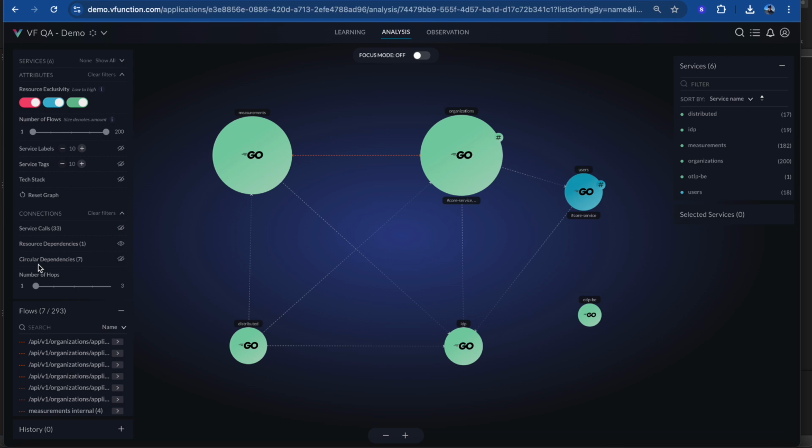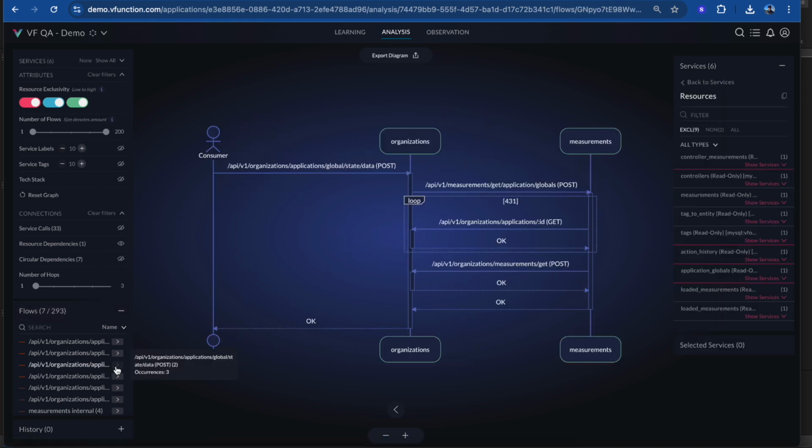For example, circular dependencies. Okay, and so here, I see that the system identifies 7 flows out of these 293 flows that represent circular dependencies, and if I click on it, I can actually see them. So in this flow, I see that it introduces this loop of 431 times that the organization is calling the measurement and goes back and forth again. That actually is something that we see in the slowness of the system. This is where architectural observability essentially complements your APM tools.